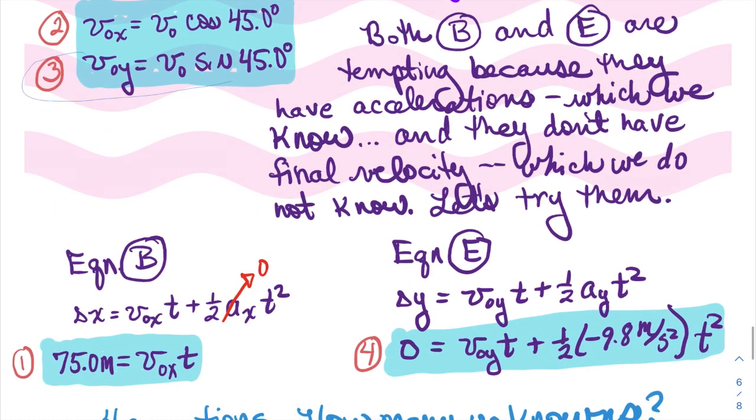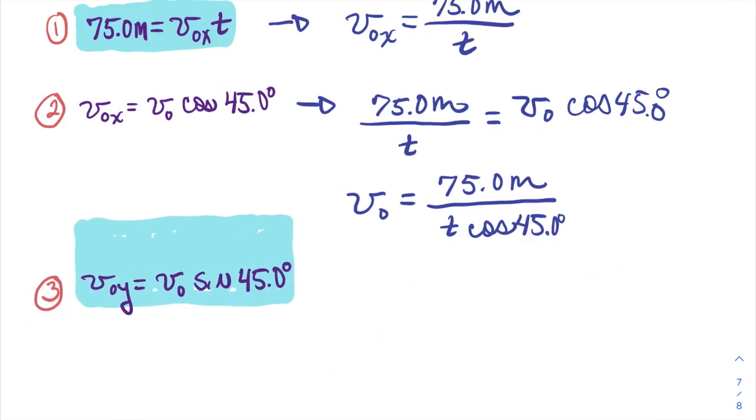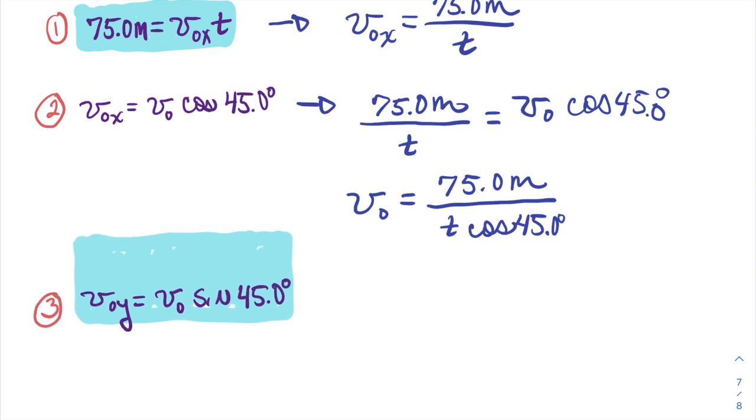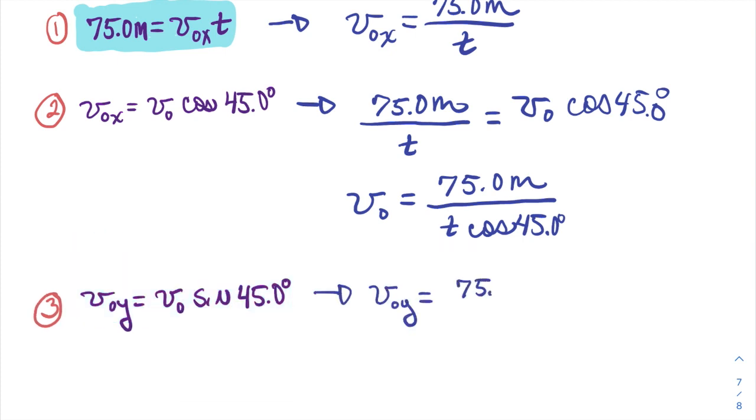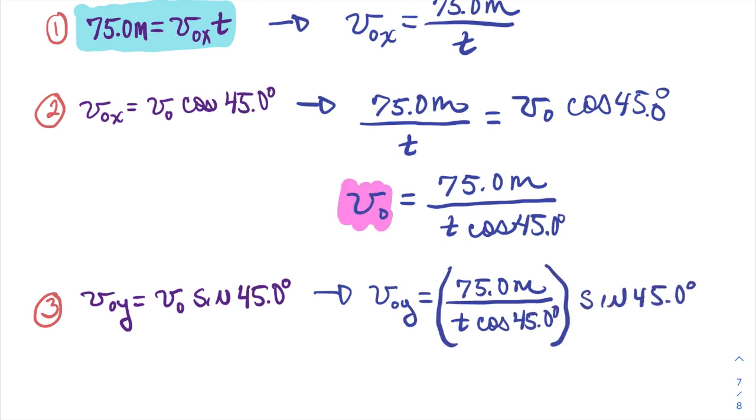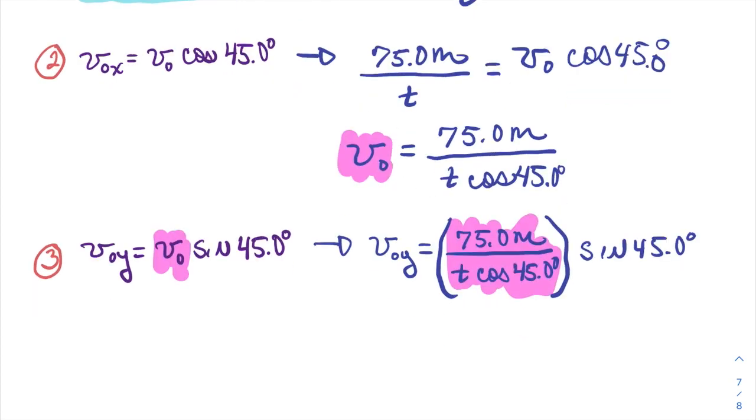Next, I'm going to take the third equation, and I'm going to take the v naught that I just solved for and substitute it in as v naught into the third equation. All right, so now I'm looking at that sine of 45 degrees over cosine of 45 degrees and wondering if I can simplify it.